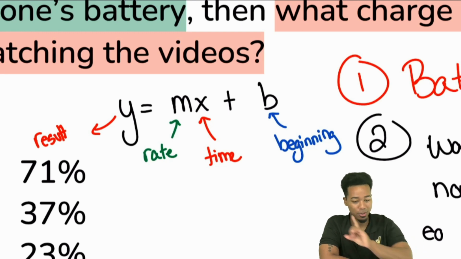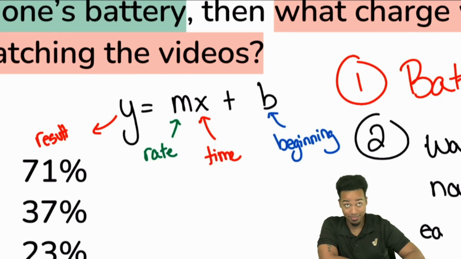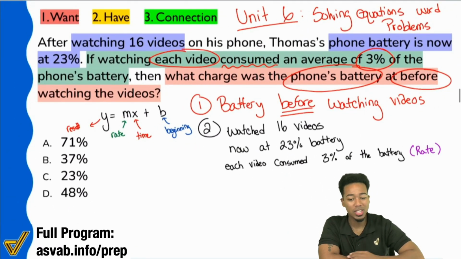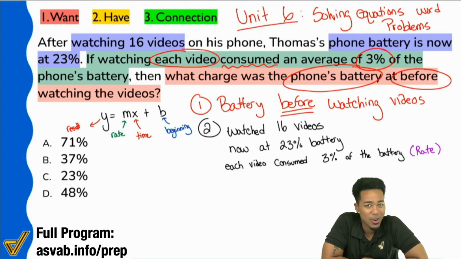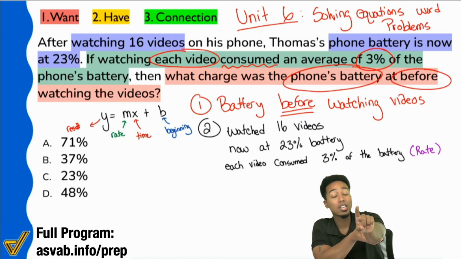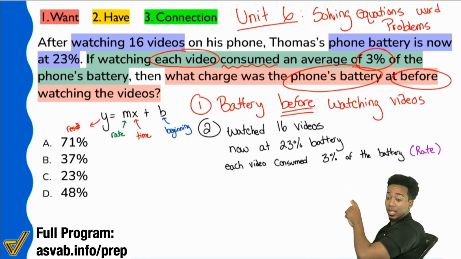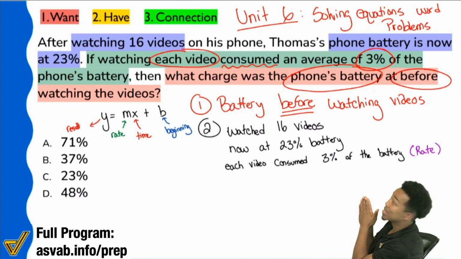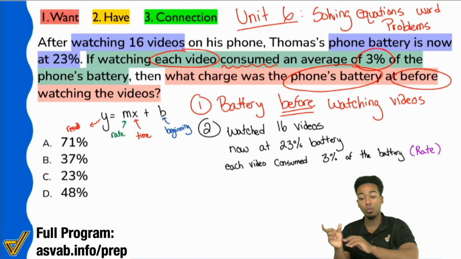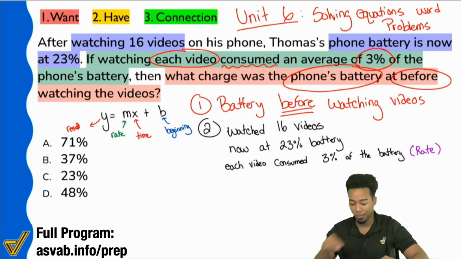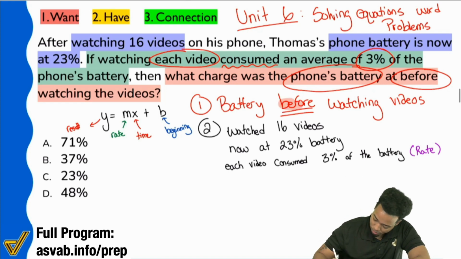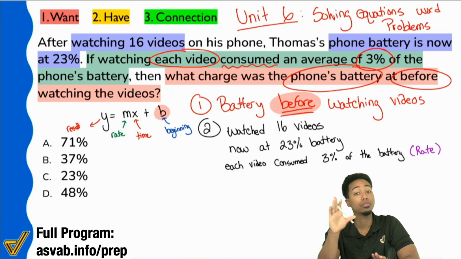So which one of these are we looking for? The results, the rate, the time, or the beginning? Yeah, there we go. We're looking for what happened in the beginning, what we had in the beginning. The question in red says, what charge was the phone's battery at before watching the videos? So we're looking for what we had in the beginning. Right here, before watching, that's what we're looking for.